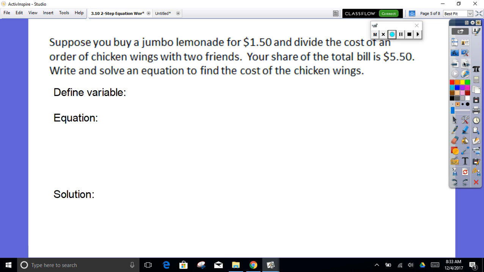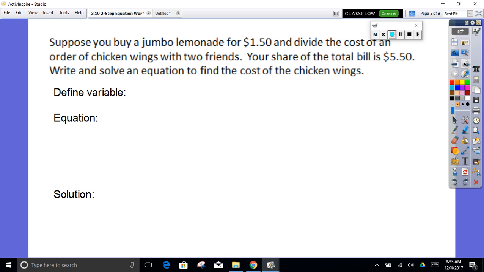Suppose you buy a jumbo lemonade for $1.50 and divide the cost of an order of chicken wings with 2 friends. Your share of the total bill is $5.50. Write and solve an equation to find the cost of the chicken wings. Okay, what's our variable going to be?